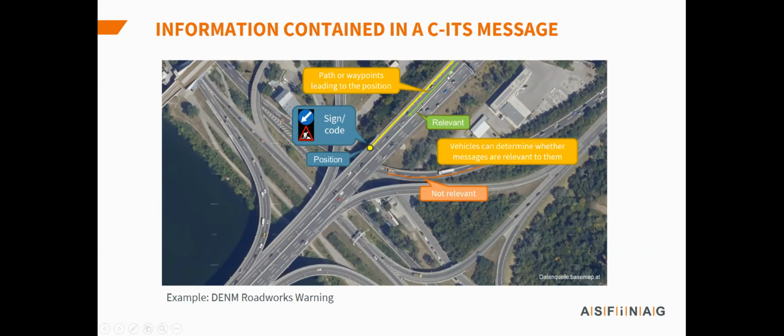And when a vehicle receives this kind of message, it also checks if the path that it takes itself is aligned with the trajectory leading up to this position. If it is, then it concludes that the message is relevant and will react accordingly. If it receives the message, but this is not aligned, then it concludes, okay, this is not relevant for me, right? And it would, for example, not show the message to the driver.